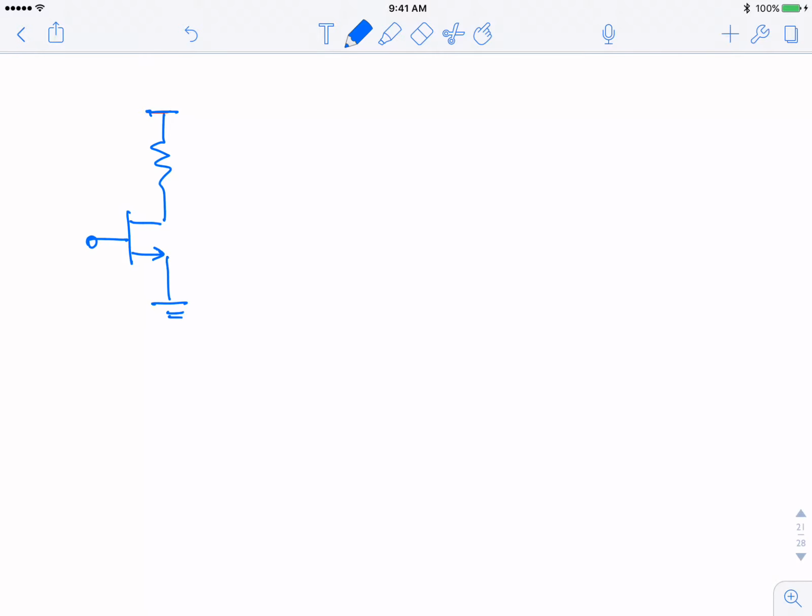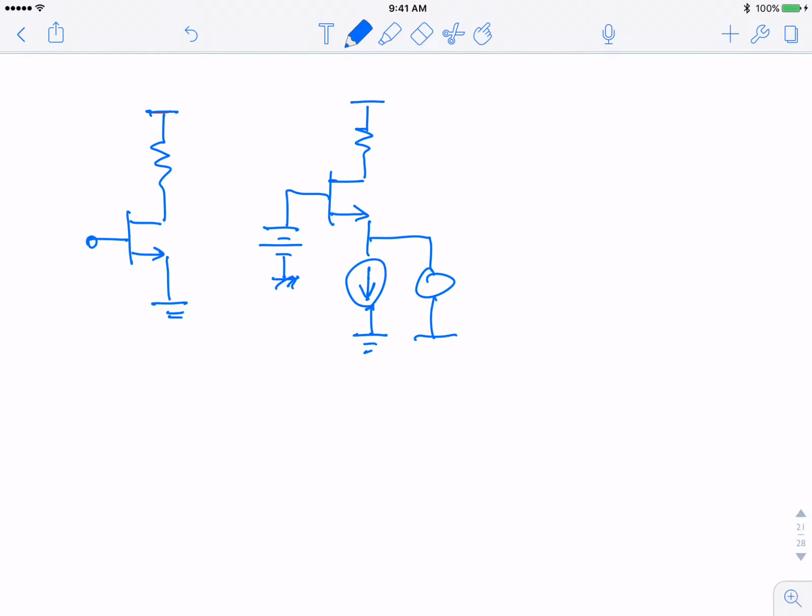And we talk about a common gate amplifier where here is applied to here is a DC bias, and here is current source bias, and this is where the signal actually is fed here. So this is a common gate. This is what we talked about last time.